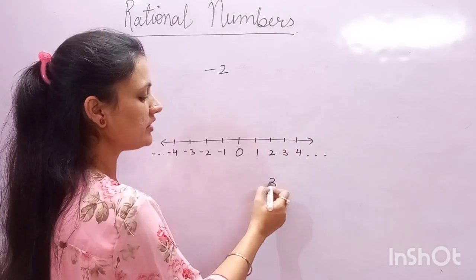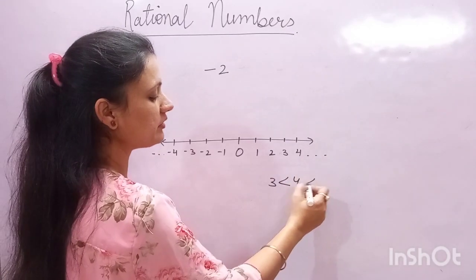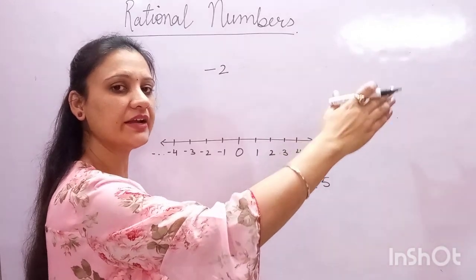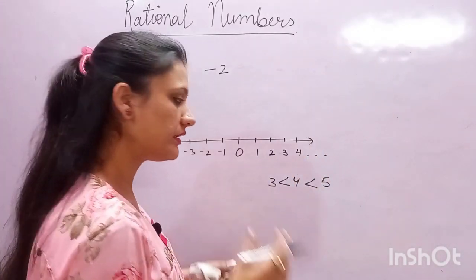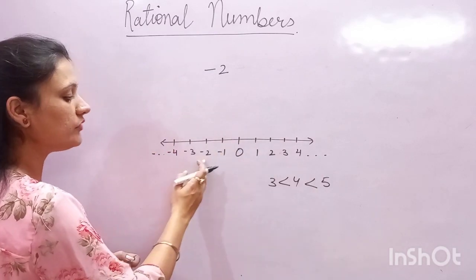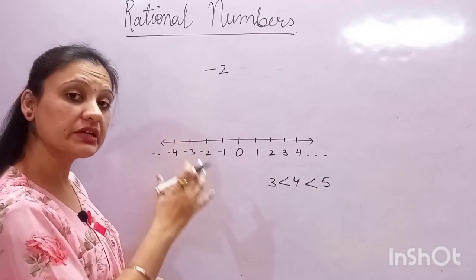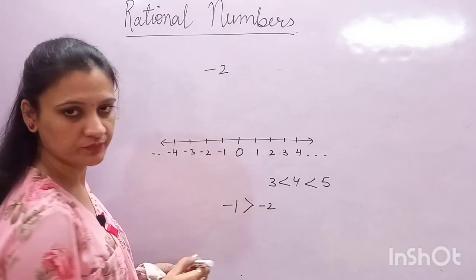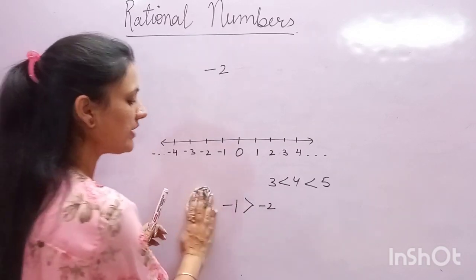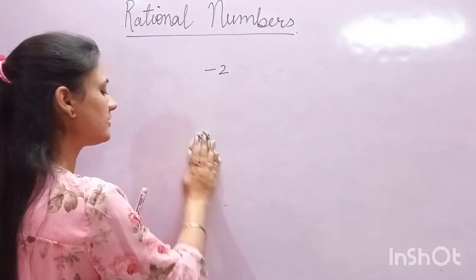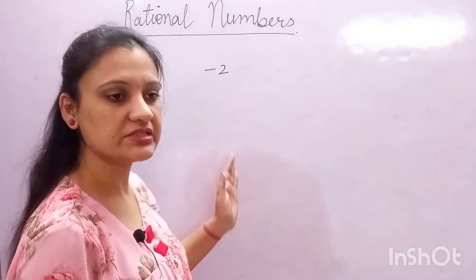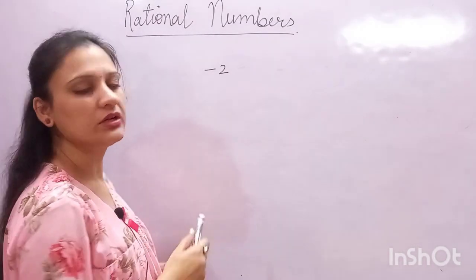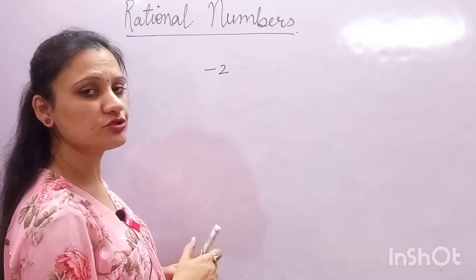Always remember, when you are on the right hand side of the number line, as you go far, the value increases, right? You can say 3 is smaller than 4. If 5 comes, 4 is smaller than 5. So as you move towards the right hand side, the value increases. But if you move towards the left hand side, the value decreases. So minus 1 is greater than minus 2. As you go right, the value increases, but if you go left, the value decreases.